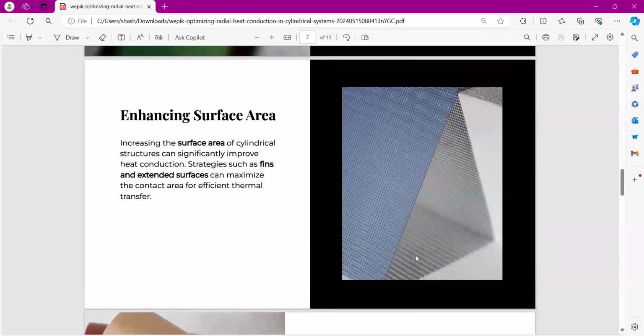Enhancing surface area. Increasing the surface area of cylindrical structures can significantly improve heat conduction. The surface area of the cylindrical structure is a crucial part in determining the thermal conductivity and the thermal resistance of the cylinder. Strategies such as fins and extended surfaces can maximize the contact area for efficient thermal transfer. There are such strategies called fins and extended surfaces that can be put in the cylinder for enhanced and efficient thermal transfer.